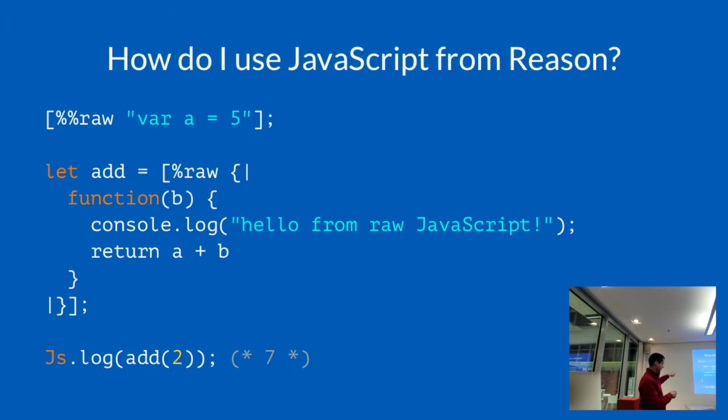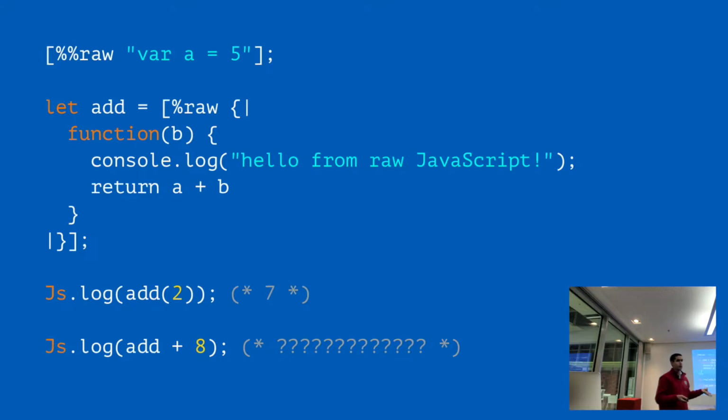The second one is actually very interesting. It takes an expression. This is actually a multi-line string, by the way, this syntax. It takes a JavaScript expression and saves it into a Reason variable, which you can then use like any other Reason variable. Of course, this is not type safe. BuckleScript has no way of knowing what the type of add is. And so you could just as well do add plus 8, which means, I don't know. If you do stuff like this, you're basically just writing JavaScript again.